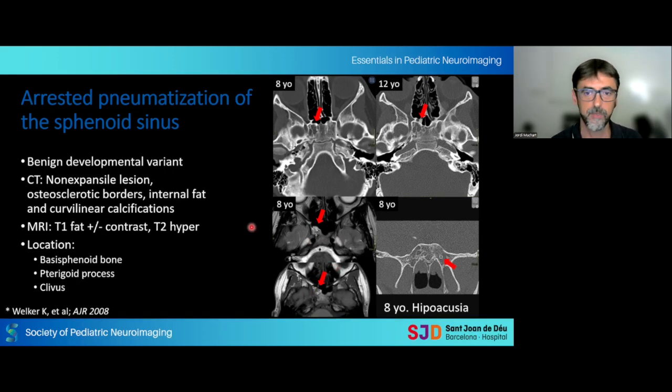Enhancement can be variable, but CT will help you very much in defining that this is not an expansile lesion and that it respects the boundaries. It respects the cortex of the bone and also the nerve that can go inside. I'm just pointing here to the left cranial nerve, the maxillary nerve. You can see the channel here, and you can see that on the other side it is respected as well. So you can be pretty confident that this is nothing to worry about. It can appear in the basisphenoid bone, in the pterygoid process, and in the clivus as well.